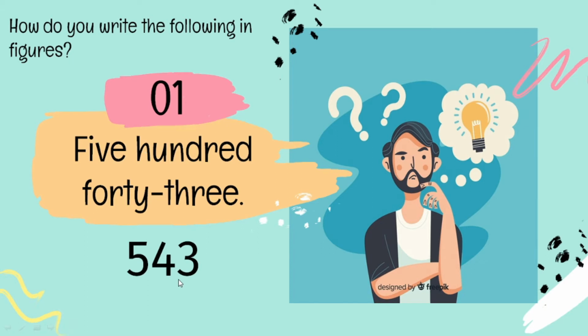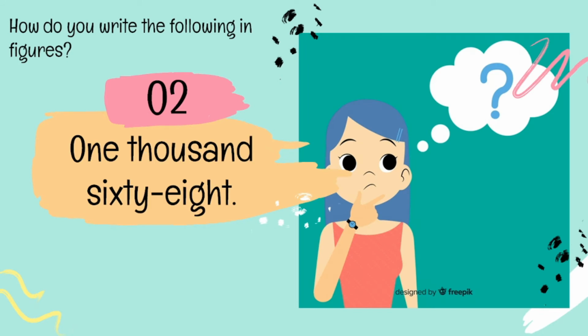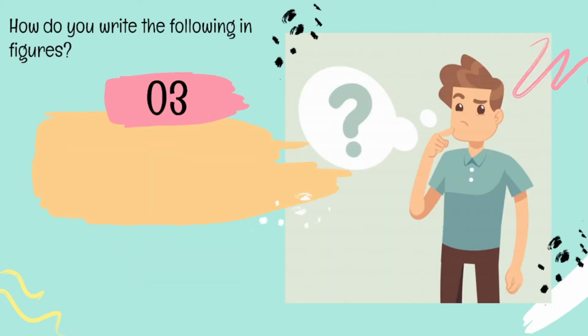Bakit? We have here just a recall, ones, tens, hundreds. Tama? So we have 543. 5 for our hundreds, and then 4 for our tens, and then we have 3 for our ones. So we have 543. Next is we have 1,068. So may binigay siyang 1,000. Wala tayong hundreds, tama? And then we have 68. So susulat natin siya sa figure as 1,068.